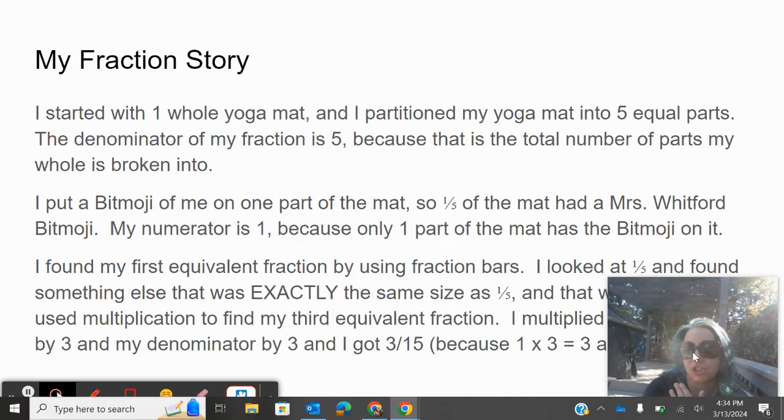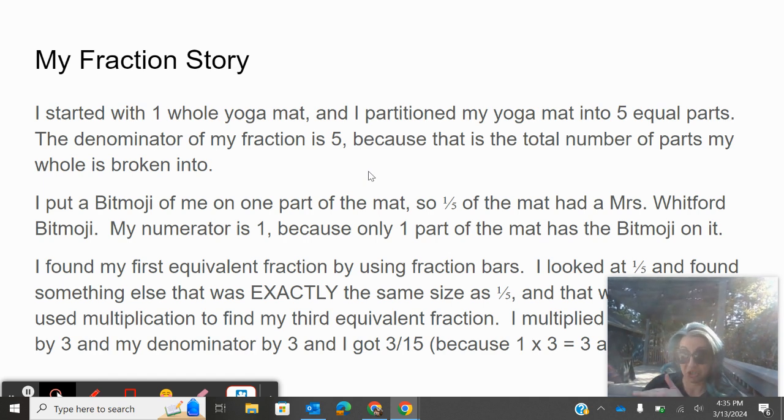All right, and then here is my fraction paragraph. So this is just everything with what I did. This is basically how I made my fraction project. So I started with 1 whole yoga mat, and I partitioned my yoga mat into 5 equal parts. The denominator of my fraction is 5 because that is the total number of parts my whole is broken into. I put a Bitmoji of me on one part of the mat, so 1/5 of the mat had a Mrs. Whitford Bitmoji. My numerator is 1 because only one part of the mat has a Bitmoji on it.